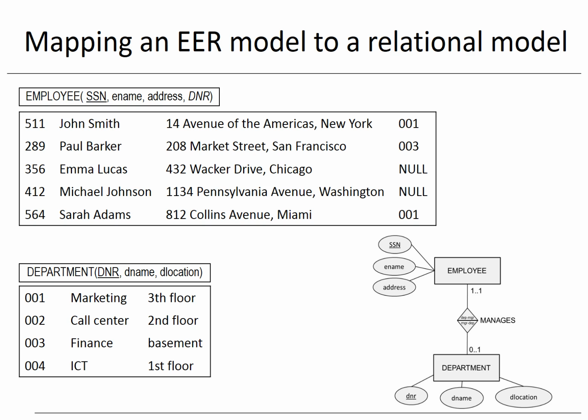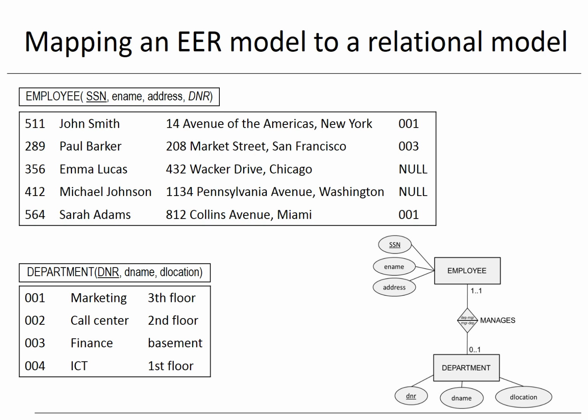We start from department. Can a department have 0 managers? Yes, this is the case for department number 2, the call center, which has no manager assigned. Can a department have more than 1 manager? Yes, this is the case for department number 1, marketing, which has 2 managers, employee 511, John Smith, and employee 564, Sarah Adams.